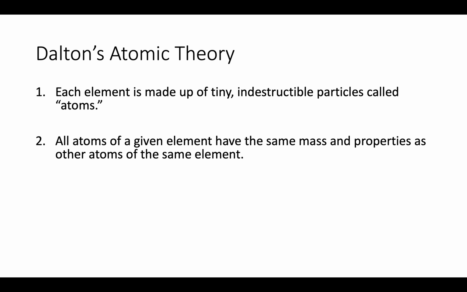The second point was that all atoms of a given element have the same mass and properties as other atoms of the same element. What this means is that a hydrogen atom would have the same mass and the same properties as any other hydrogen atom. A carbon atom would have the same mass and properties as any other carbon atom, and so on. We're going to come back to this in a moment because, as we'll see, this isn't the whole story.